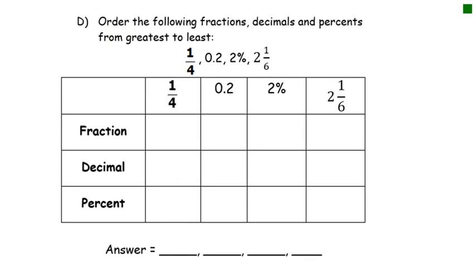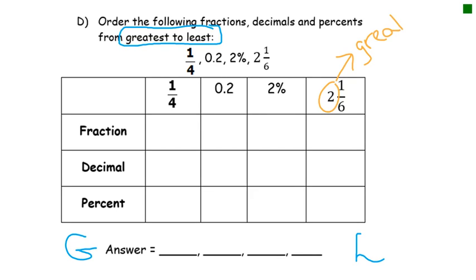And example D. Order the following fractions, decimals, and percents from greatest to least. So what I'm paying attention to here is the order that I'm going to list them. My greatest value will be listed first. My least value will be listed last. So I'm looking at 1/4, 0.2, 2%, and 2 1/6. Right away, there's a value that jumps out at me because it is the only value that is greater than one whole, and that is 2 1/6. And I know it's greater than 1 whole because of that whole number that is in front of the fraction.